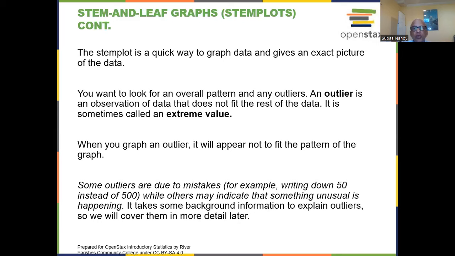The stem plot is a quick way to graph data and gives an exact picture of the data. You want to look for an overall pattern and any outliers. An outlier is an observation of data that does not fit the rest of the data. It is sometimes called an extreme value. When you graph an outlier, it will appear not to fit the pattern of the graph. Some outliers were due to mistakes, for example, writing down 50 instead of 500, while others may indicate that something unusual is happening. It takes some background information to explain outliers, so we'll cover them in more detail later.